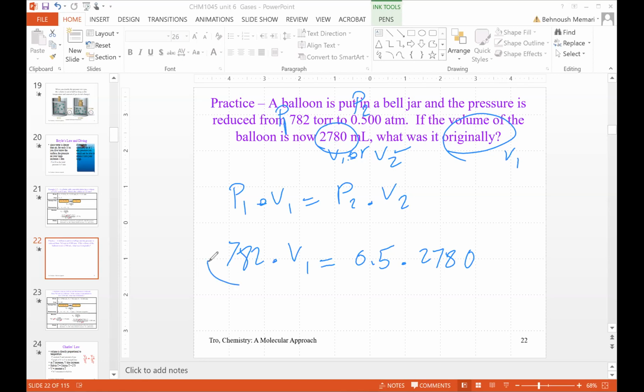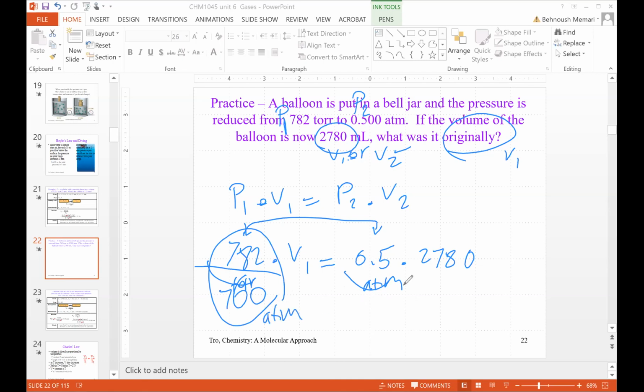Can I use these two numbers the way they are? No, I cannot use them, because this is millimeters of mercury, or torr, and this one is ATM. There's no equality here. So first thing, I have to make sure the units of the given pressures are the same. You have to divide the 782 by 760 to get ATM. So if I divide this by 760, then I can say this is ATM, and the second one is given in ATM. Now I'm fine to use it.